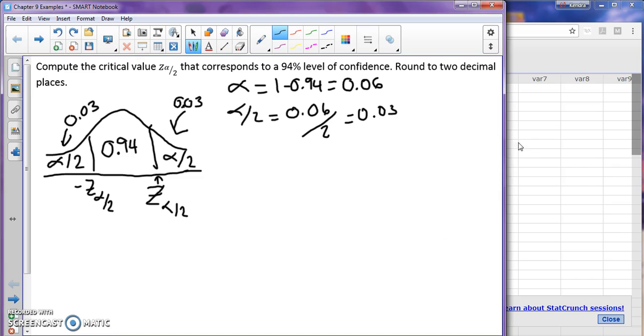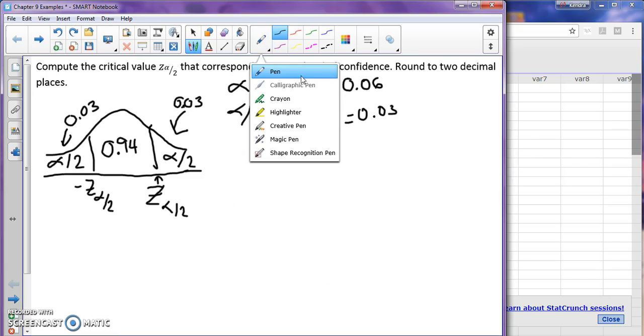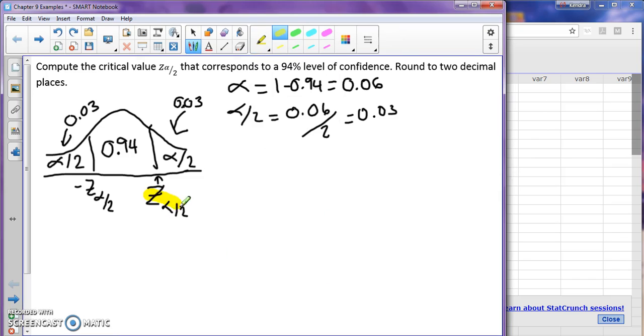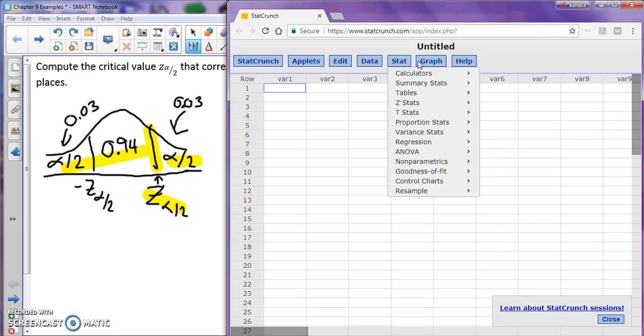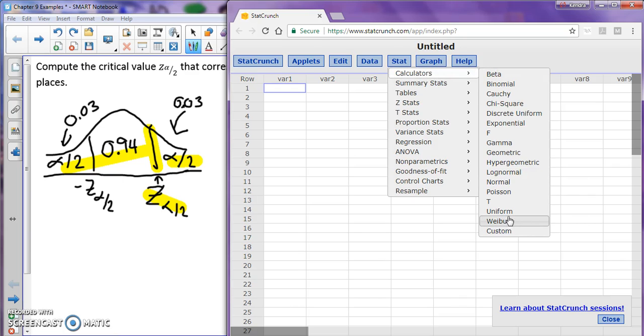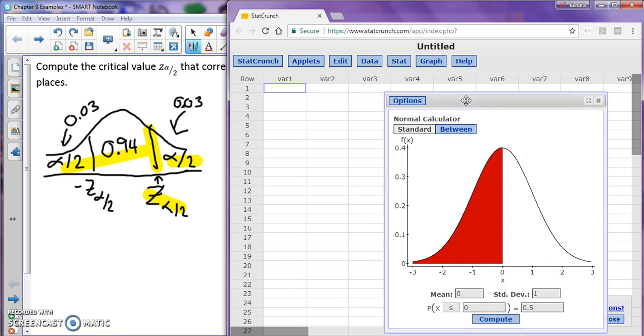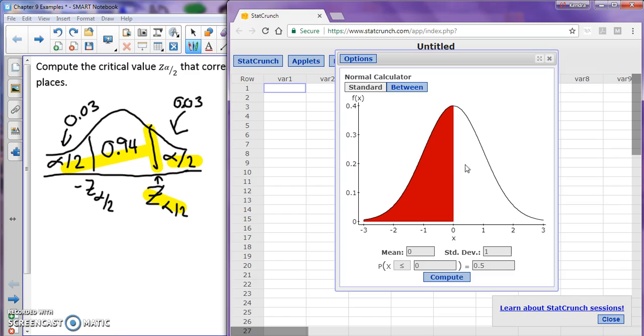So I'm going to come over here to StatCrunch. So what we're looking for here is this value. What defines or splits this part up from this part. So again, we're looking for z sub alpha over 2. So we're going to go to calculators and then normal. And the easiest way to do this, we're going to do that last.